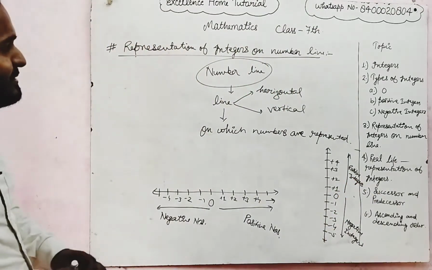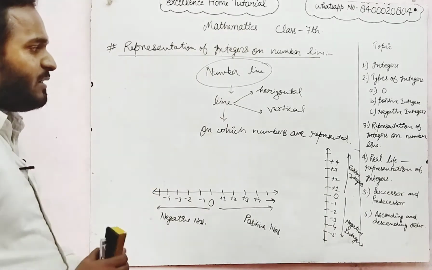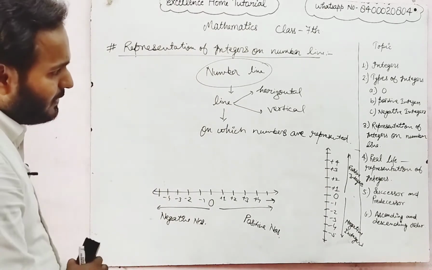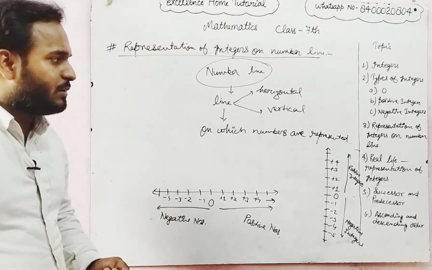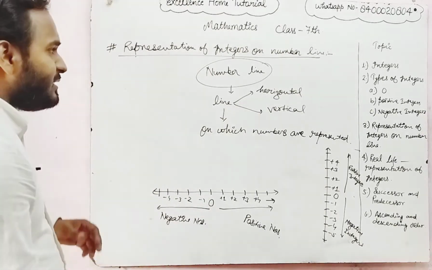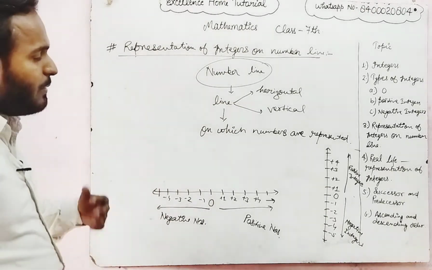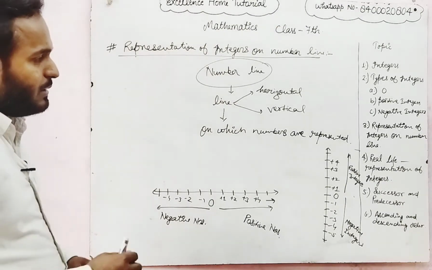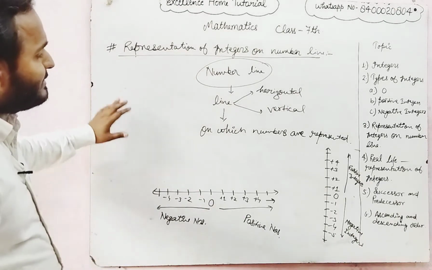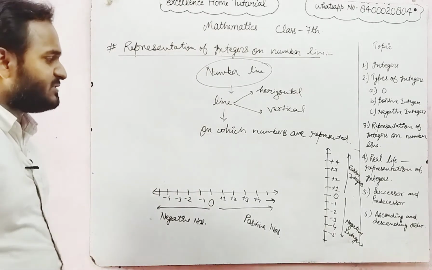Okay, so this is the basic concept of representation of integers on number line. After that, we have to discuss real life representation of integers. In this section, we have to study real life examples of integers: profit, loss, below the sea level, above the sea level, left side, right side, east, west, north, south, and so on. So take a screenshot for your understanding.